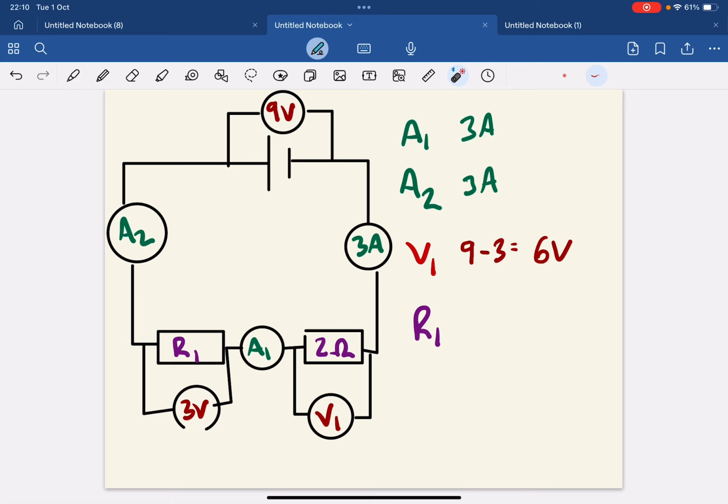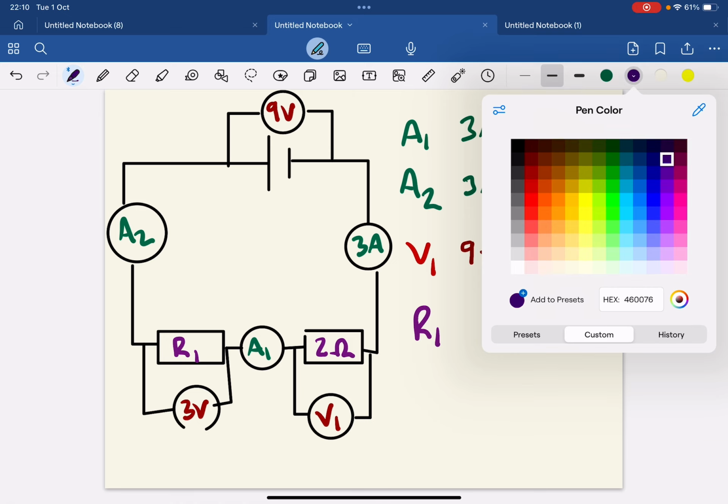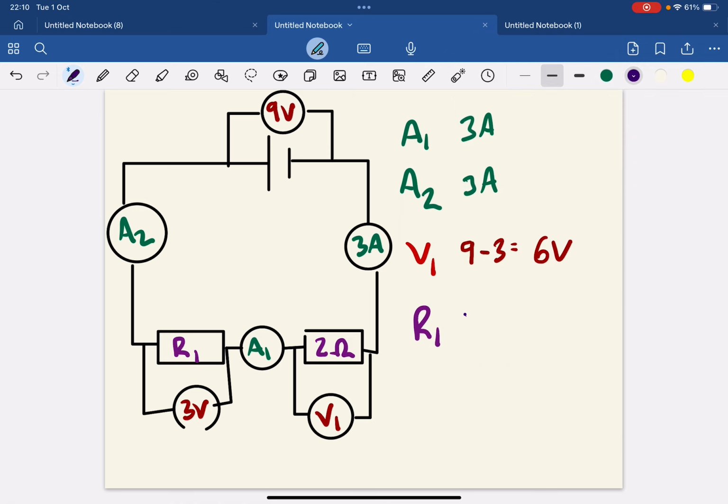Now for our resistor here, we need to be familiar with the calculation that we just looked at, and that is that potential difference is equal to current times resistance. Now we want to calculate resistance, so we have to rearrange that. So it's potential difference divided by current. So for R1, what do we know? Well, we know the potential difference is 3 volts, and the current here is 3 amps. So it's 3 divided by 3, which gives us a total of 1 ohm.